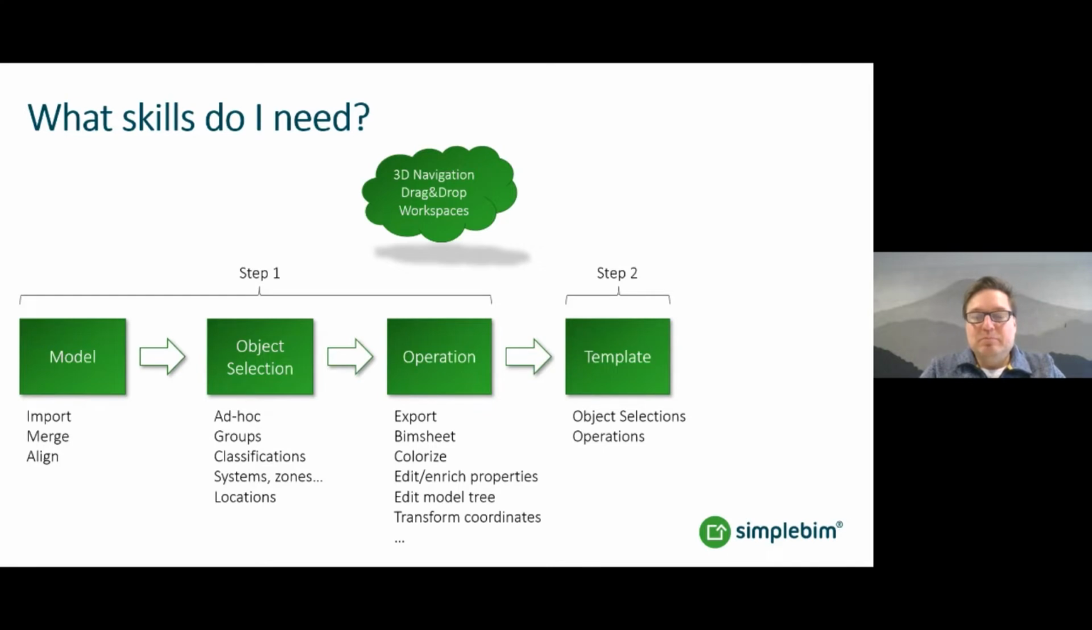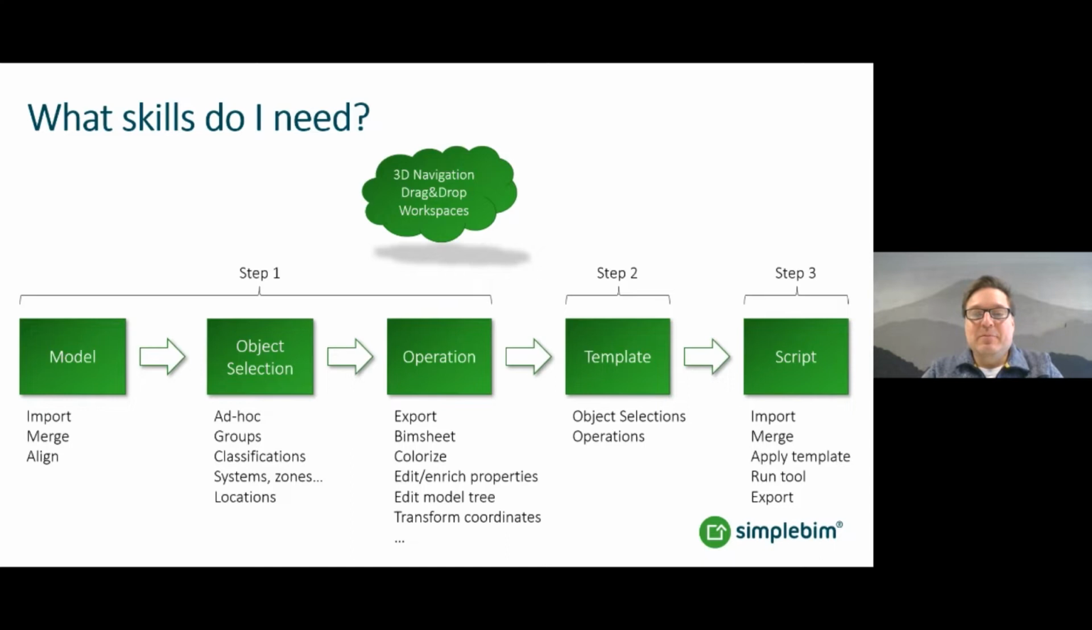Then you have step 2, which is our templates. So there you then automate the things you've done in step 1, object selections and operations. Instead of selecting things in the user interface, you set up a rule. This is the rule how I find all the external walls from the model. What is the operation? Colorize them blue. So this is what templates do. But they always use the same steps, the same selections, the same operations that you would do manually in Simplebim.